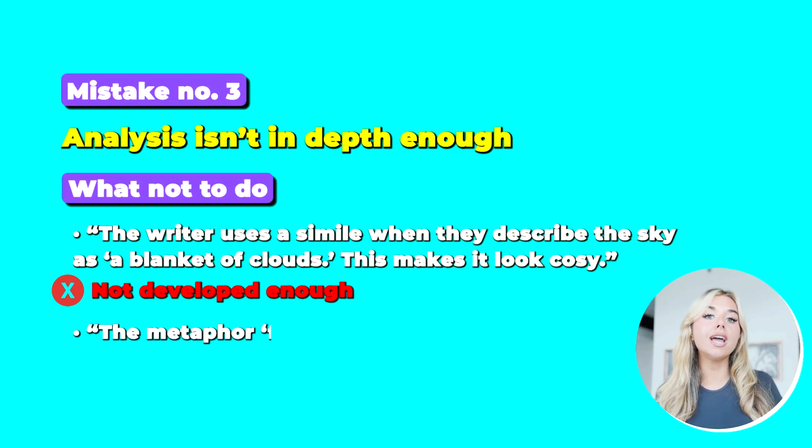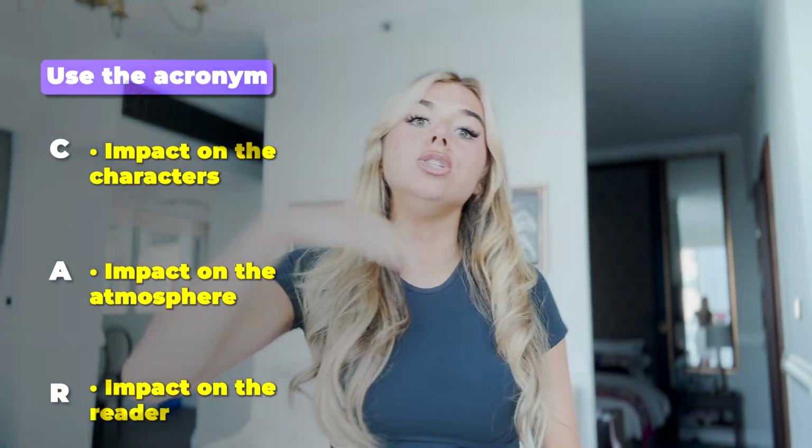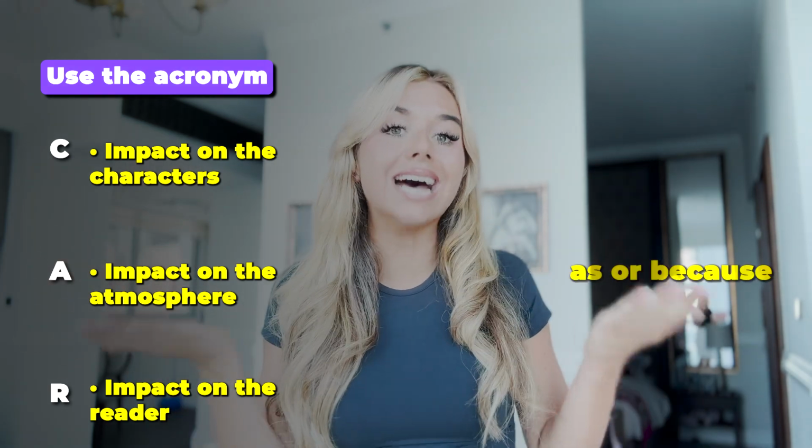The metaphor fire shows the character is angry. Not great again. Okay, we've said what it shows, but tell me why. So remember, let's use CAR and also let's use as or because. CAR: character, atmosphere, reader, link it to that, and then use as or because at the end of the sentence to help you explain. Now, let's focus on what to do. So how to make sure your analysis is really in depth.